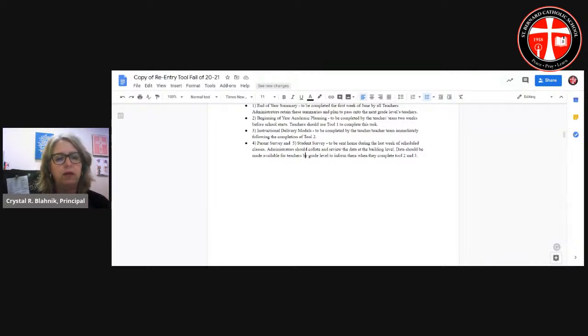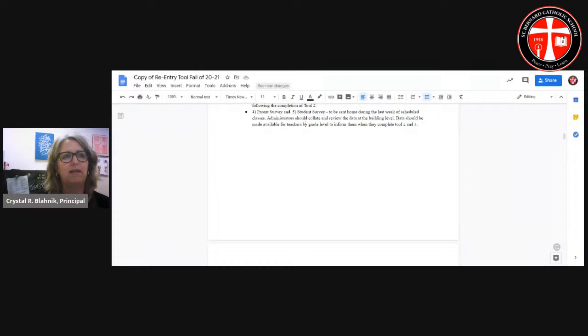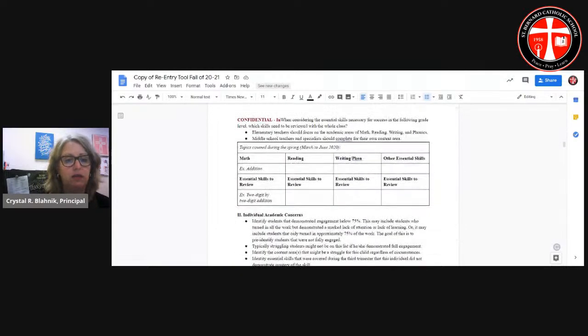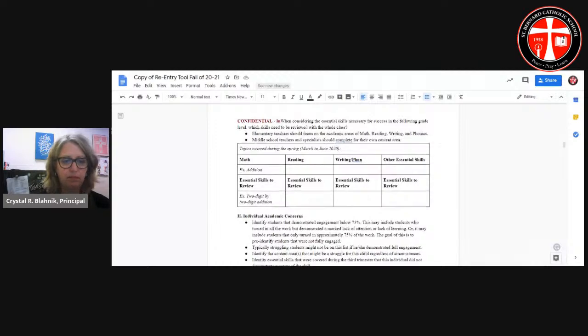So tool 2 starts with the beginning of the year academic planning. This is going to be completed by the teacher or the teams like I just described. And theoretically, it should be done 2 weeks before school, but that's not where we're at. So you are just going to use these tools as guiding questions for conversation so that you can at least be cognizant of some areas that need to have a little extra time spent on them, or students who need a little extra support as well.